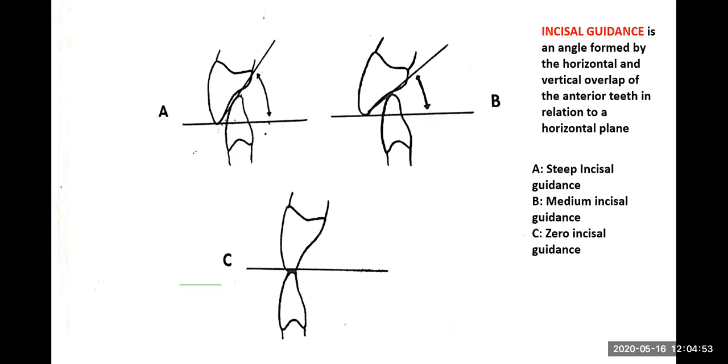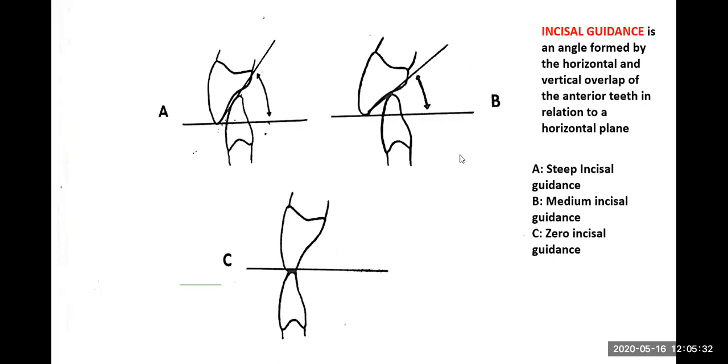So when it is so wide, or when it is so low, I mean, so close, there are different occlusions that are guided by that. Now let us look at the third image, that is image C. Image C is showing us zero incisor guidance. In this case, there is no incisor guidance at all. In A, there is steep incisor guidance. In B, there's medium incisor guidance.